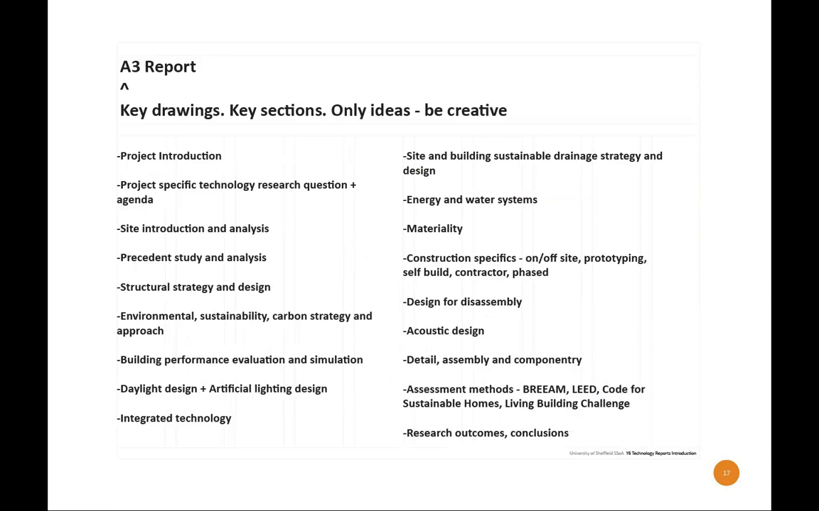So let's say, for example, one student is really interested in daylight design, and that's what their project is all about. They might have 8 pages about daylight in the report, and they might have 2 pages about structure, and in some cases almost nothing about acoustics. In some projects, acoustics is just not a key part of the design. So it's up to you to decide how you apportion the pages to your technology.